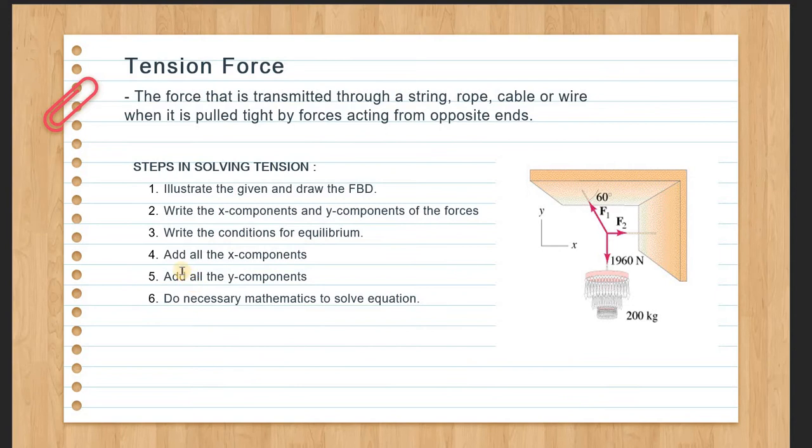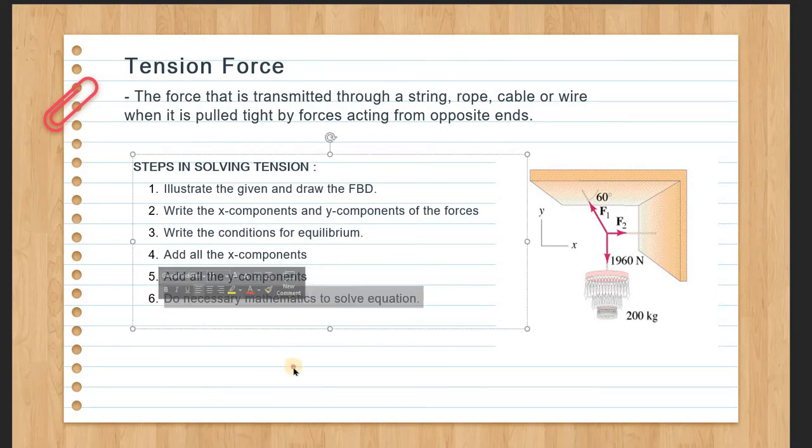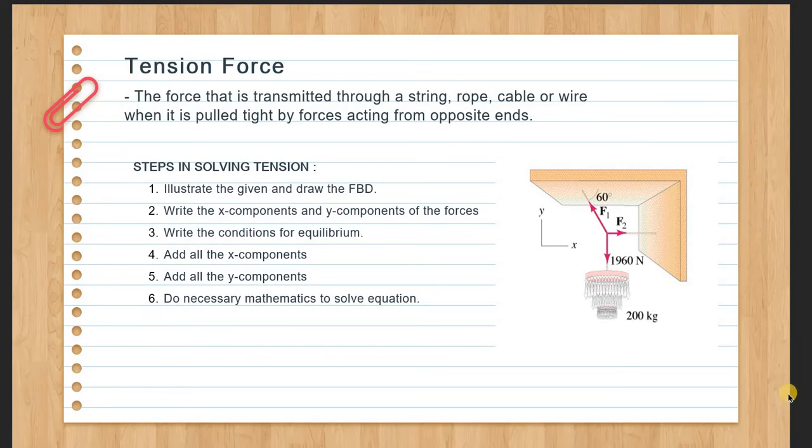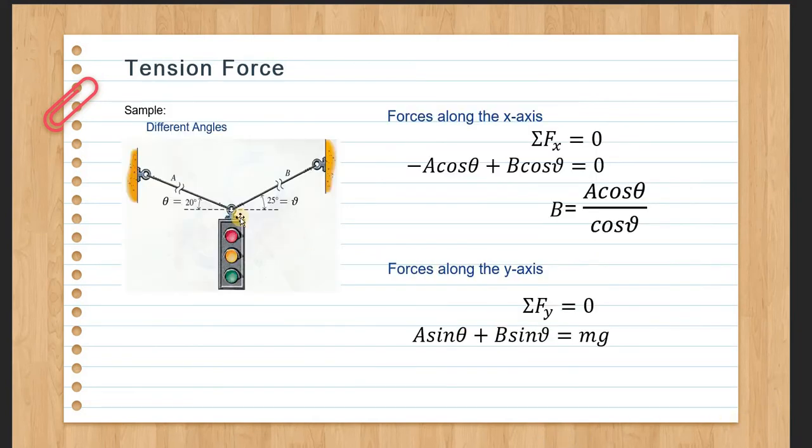Okay? So, step 4, add all the x components and then add all the y components. And, of course, do some necessary mathematics to solve the equation or simplify your equation. So, I have here some examples. So, naglagay ako ng example wherein 1 is different angle, yung isa naman same angle, and then what if yung isa may angle, yung isa wala. So, kapag different yung angle, so sabi ko nga, proceed to step 4 and 5.